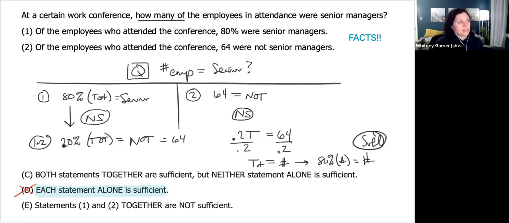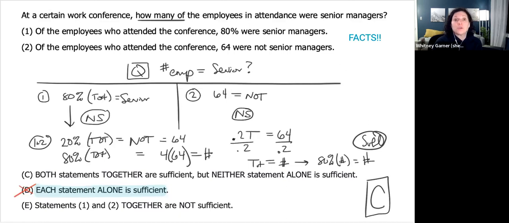You might also note that if 20% of your total is 64, to figure out what 80% of your total is, you would need to take 20% and multiply that by 4, since 80% is 4 times 20%. So again, I could stick 4 times 64 in my calculator, but I'm not going to, because it's going to spit out a number. My correct answer, C. I have to use the two statements together to get a value.